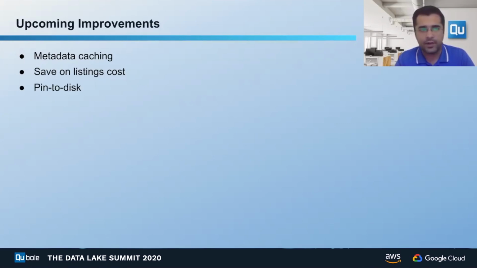One feature that we plan to do is pin to disk, where if you have certain locations which are more important than others, then you would want to pin them to disk and say, even if there is a crunch of disk space, never evict this. Always evict some other locations in favor of these locations because these are more important to my workloads.